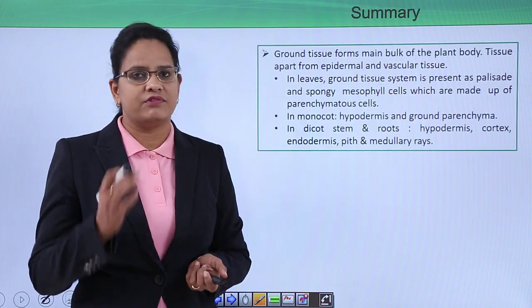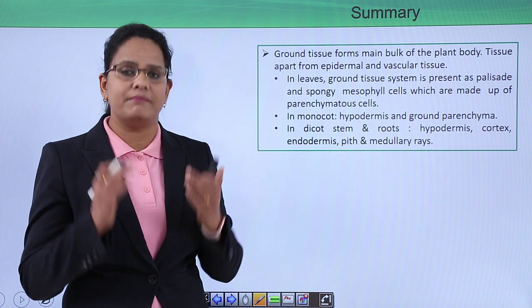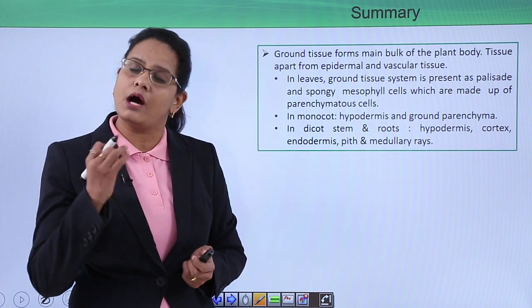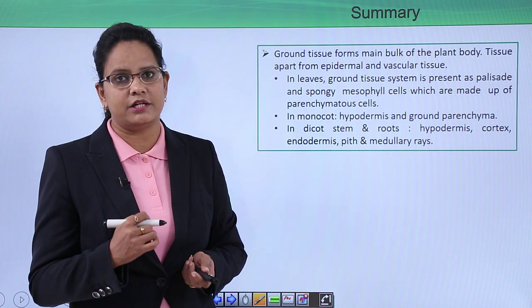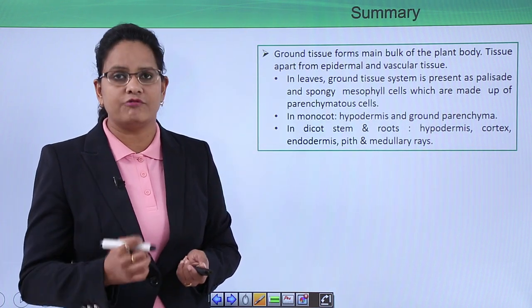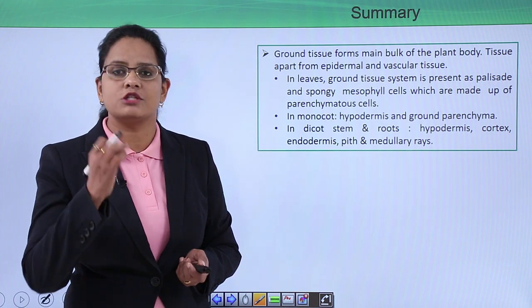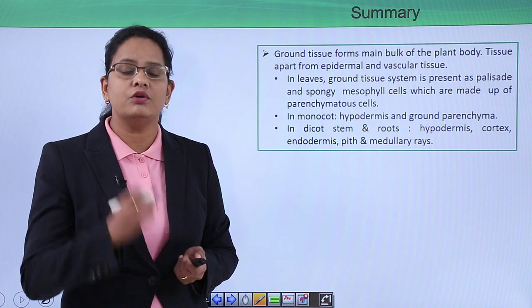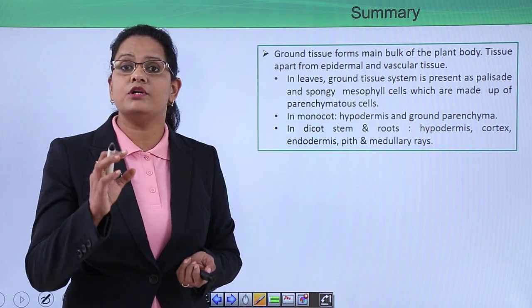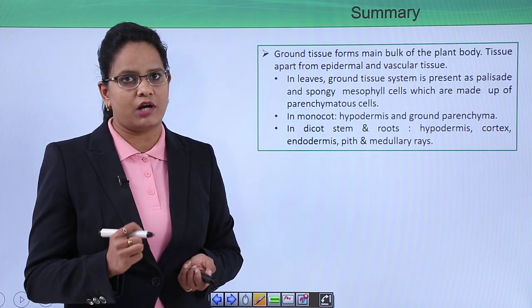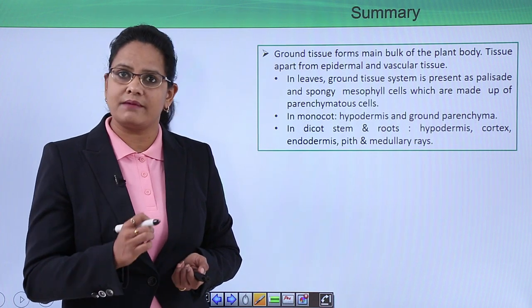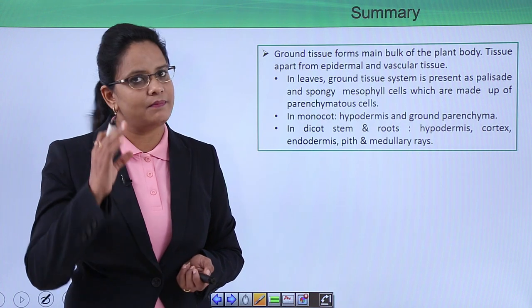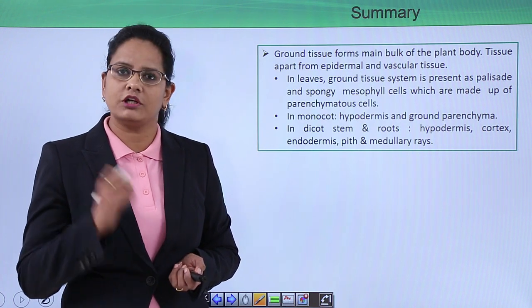Thus, to summarize, we can say that the ground tissue forms the main bulk of the plant body. It forms the ground of the plant body. It is a tissue apart from the vascular and the epidermal tissue. It is made up of a few components. In case of leaf, the spongy mesophyll and the palisade mesophyll cells are the part of ground tissue. In case of monocots, hypodermis and ground parenchyma are the part of ground tissue. In case of dicot stem and roots, hypodermis, cortex, pith, medullary rays and pericycle are the components of the ground tissue.